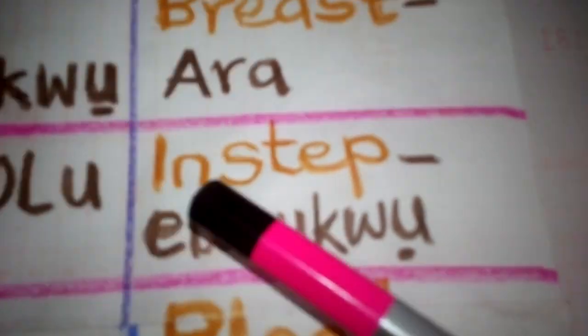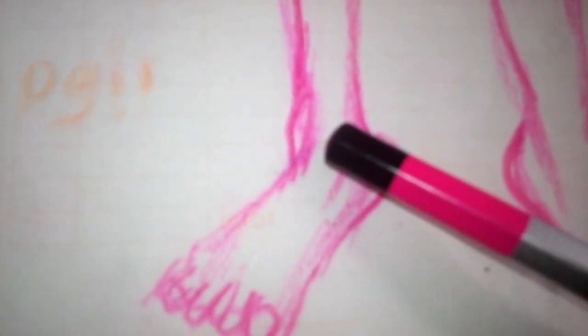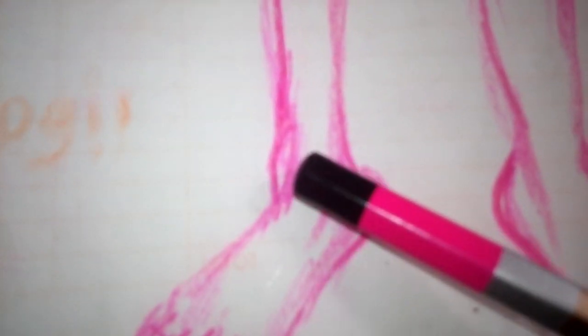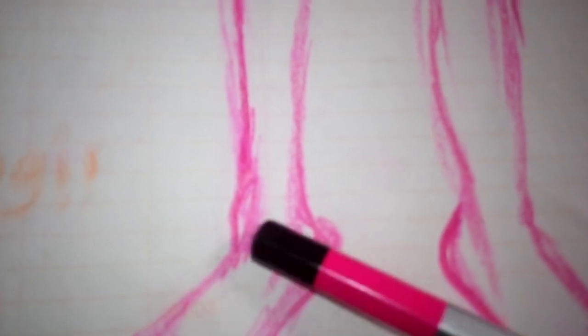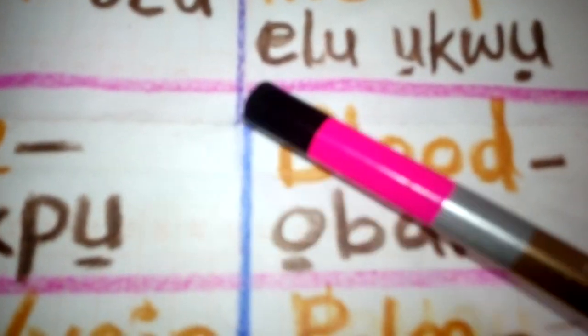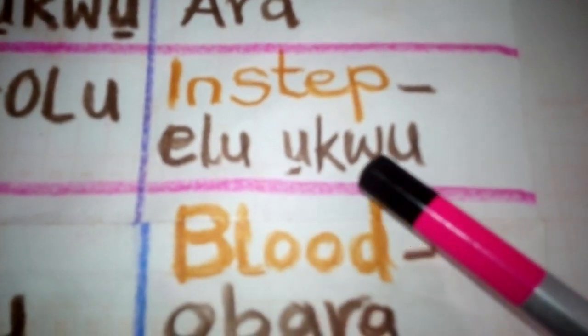Instep is elu ukwu. Elu ukwu is here. This part of your foot, the top of your foot, is called elu ukwu. This bigger area of the foot, the top here, is called instep. Instep, elu ukwu.